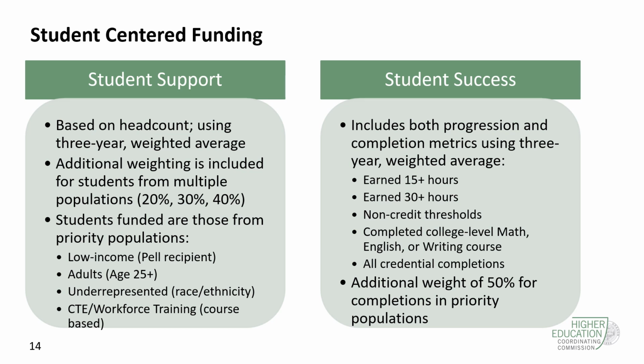So for those students who are in multiple populations, let's say they're a low income adult or an underrepresented low income student, then we would provide additional weighting for those students, an additional 20% for students in 2 populations, 30% for students in 3, and 40% for students in all 4 of those populations. For student success, for the other component, we would include both progression and completion metrics using a 3-year weighted average.